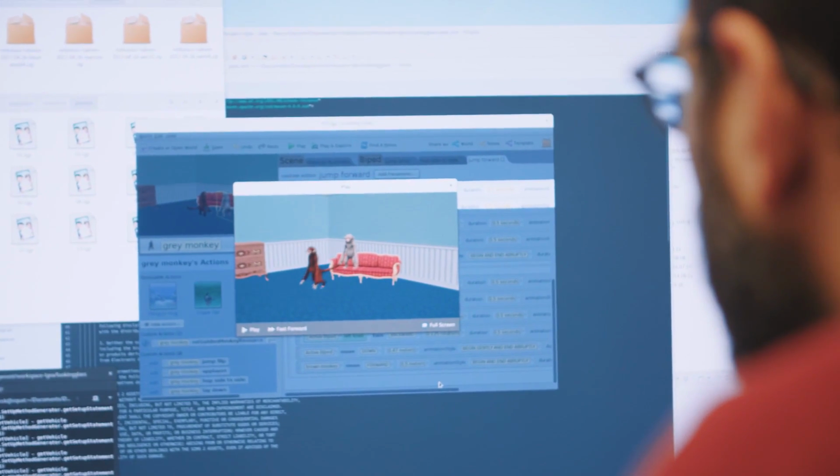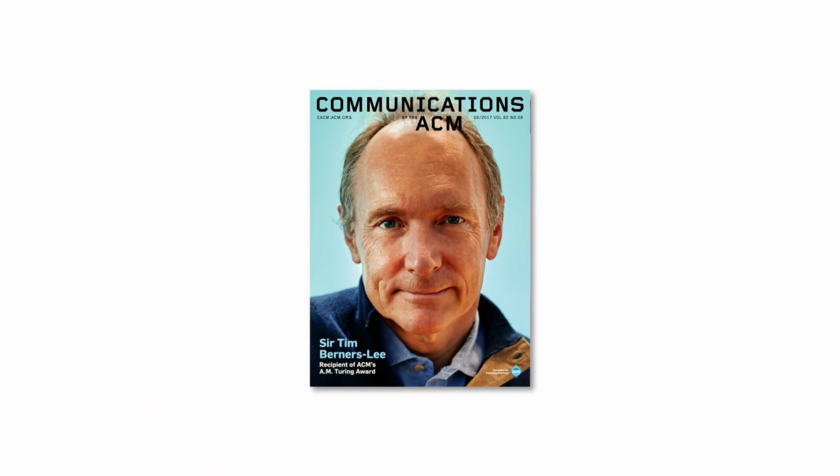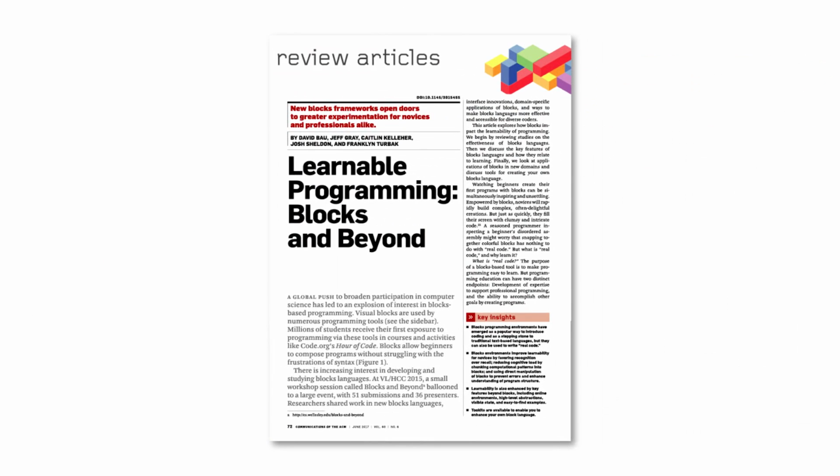To learn more about the potential and future of blocks-based programming, please see the June 2017 issue of Communications of the ACM in the review article, Learnable Programming, Blocks and Beyond.